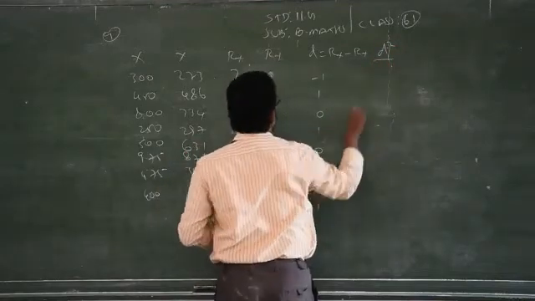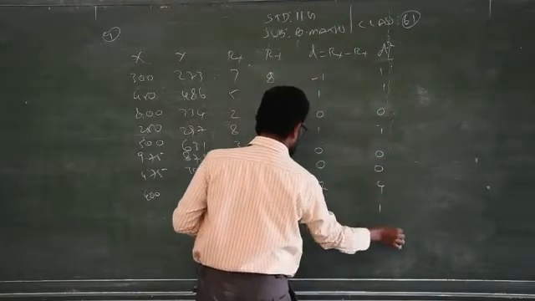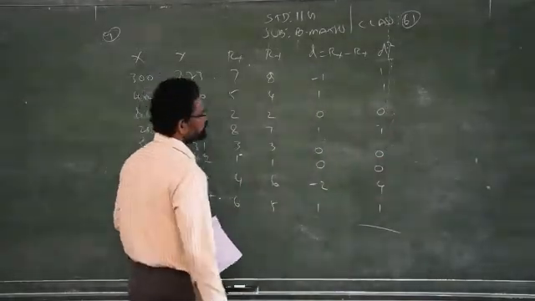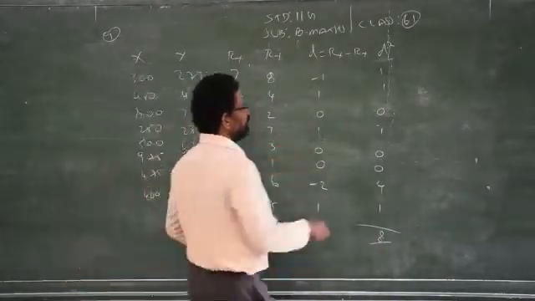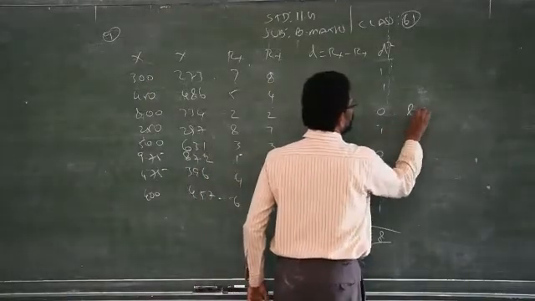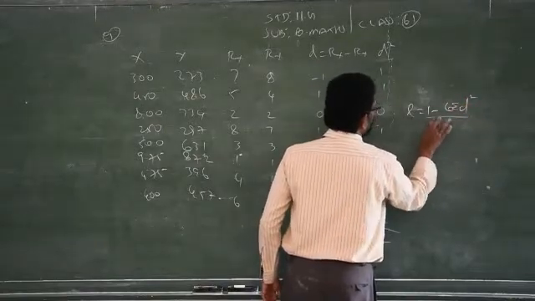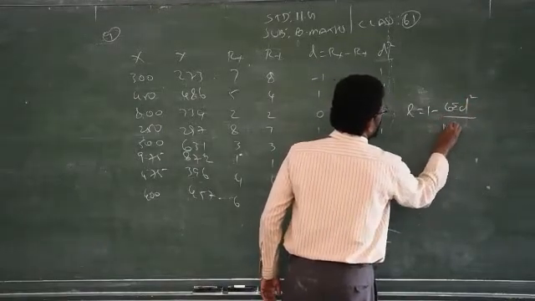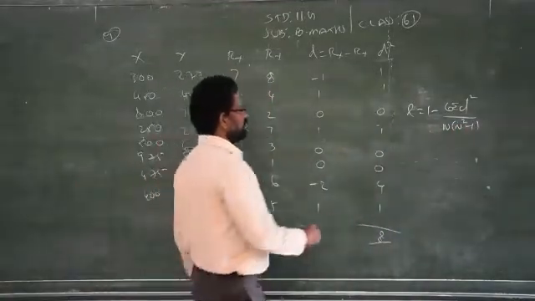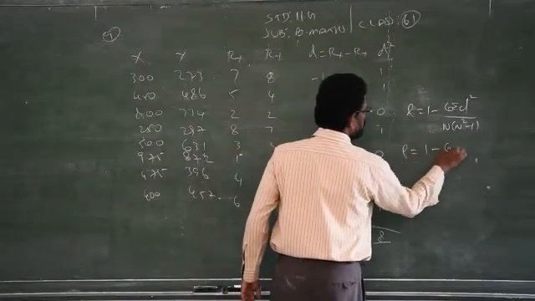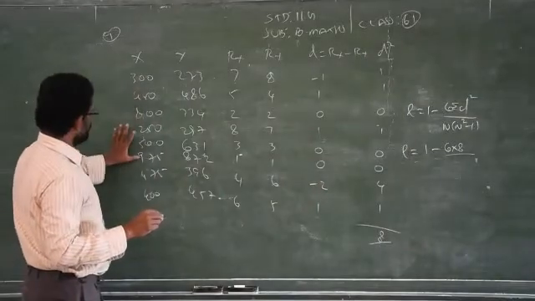What is the D square? D square 1, 1, 0, 1, 0, 0, 4, 1. So this total. Total is how much? 8. So very simple. Next you have to apply that formula, that is rho is equal to 1 minus summation 6 into D square by n into n square minus 1. This is the formula. Just you substitute, you will get answer, that is rho is equal to 1 minus 6 into 8 by, how many data are given here? 1, 2, 3, 4, 5, 6, 7, 8.